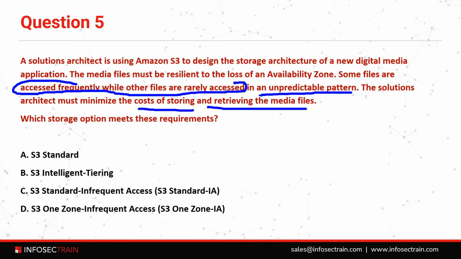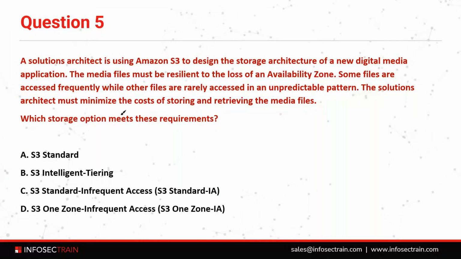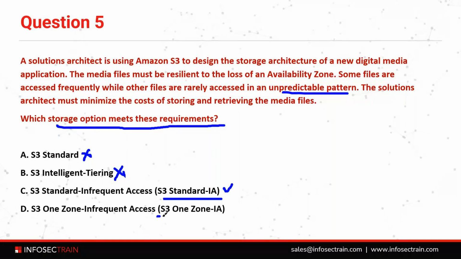Just give me a minute, guys. So we have this unpredictable pattern, right? Which option meets the requirement? Is it S3 Standard? No. Intelligent-Tiering? I would say no. S3 Standard-IA, yes. One Zone-IA means you have replication but in one zone only, right? So that's not what is mentioned here.